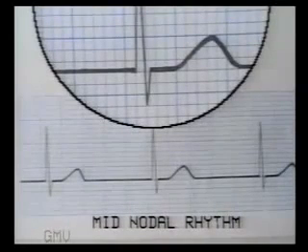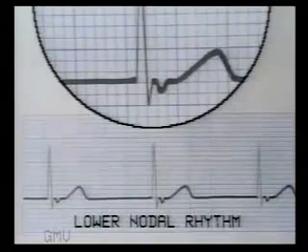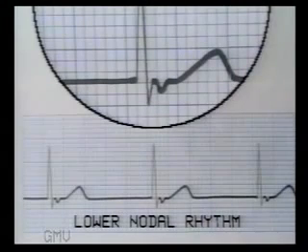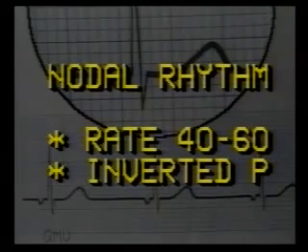This ECG is similar with heart rate of 60 per minute. QRS complex is normal and there is no P wave as it is merged in the QRS complex. This is called as mid-nodal rhythm. This is again a nodal rhythm with slow heart rate, but P waves occur immediately after the QRS complexes. This is called as lower nodal rhythm. So the characteristics of a nodal rhythm are: number 1, slow rate of 40 to 60 per minute and inverted P wave just before, within or just after the QRS complex.